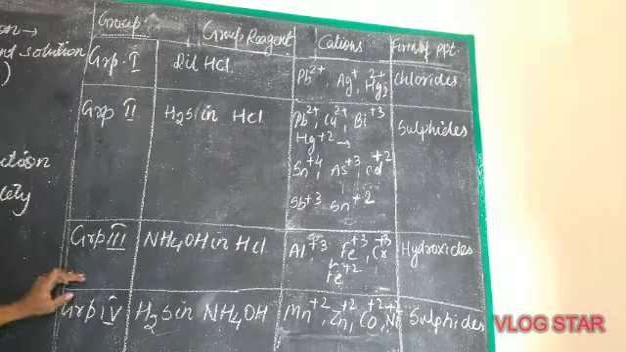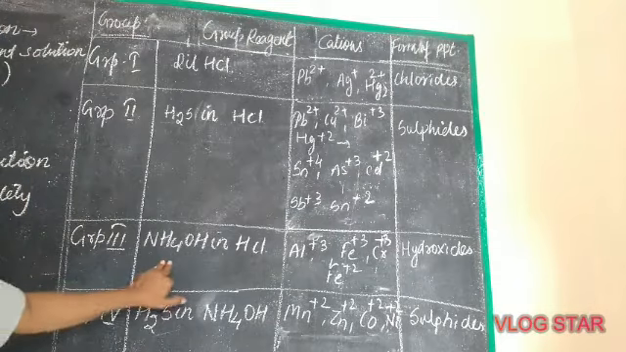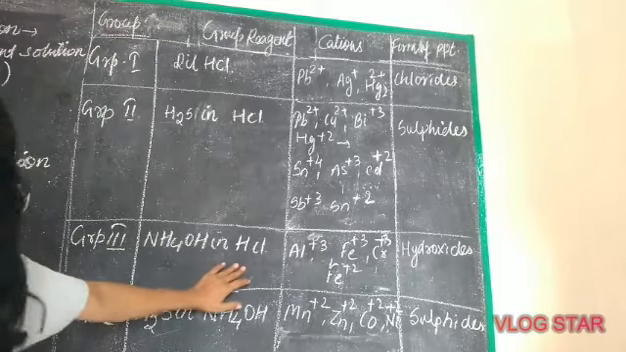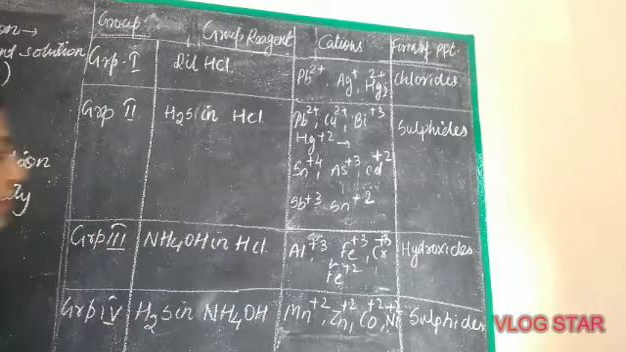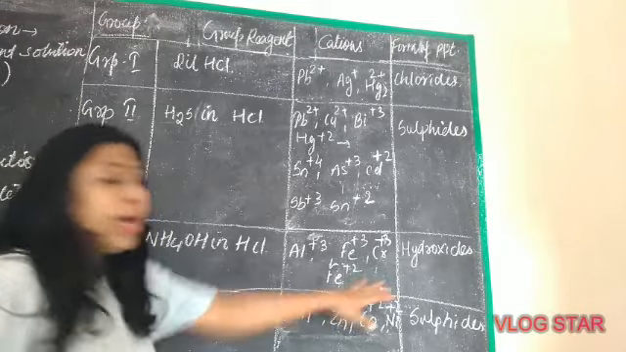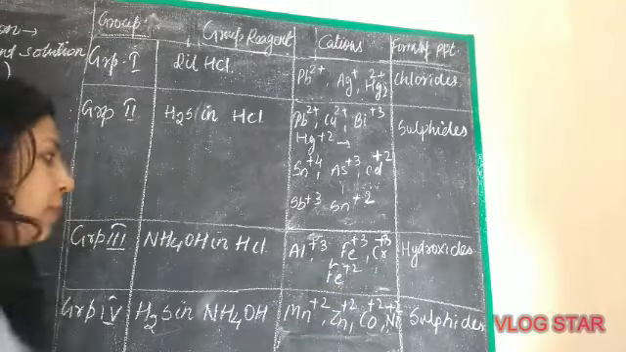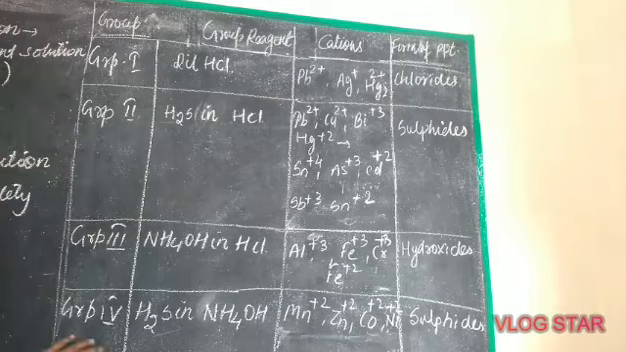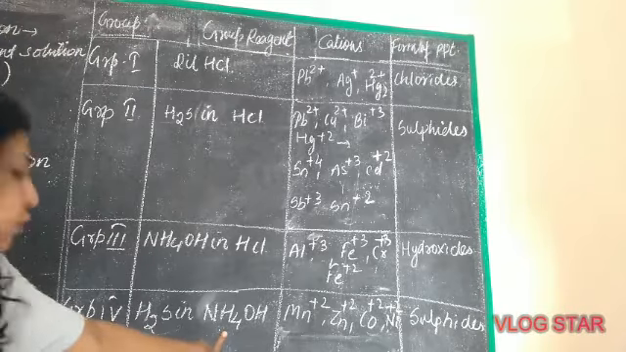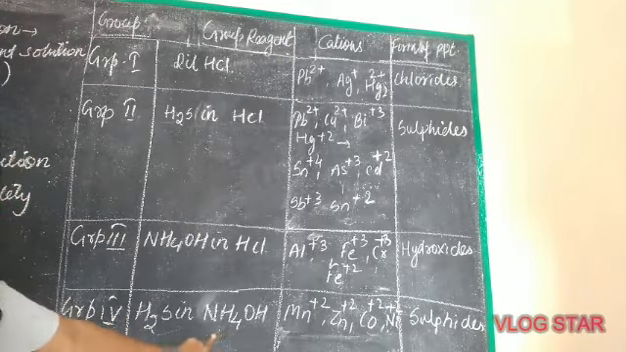Group 3, the group reagent is NH4OH, that is ammonium hydroxide, in presence of HCl. The cations are Al3+, Fe3+, Cr3+, Fe2+, and they precipitate in form of hydroxides. Group 4, the group reagent is H2S in presence of NH4OH, that is ammonium hydroxide.